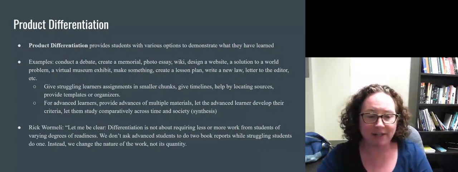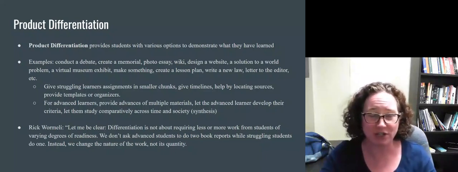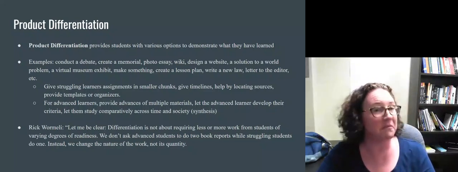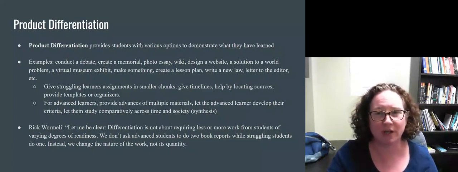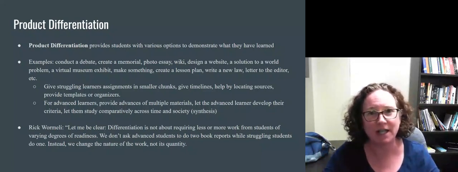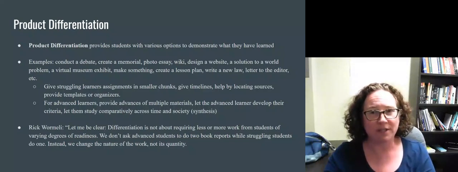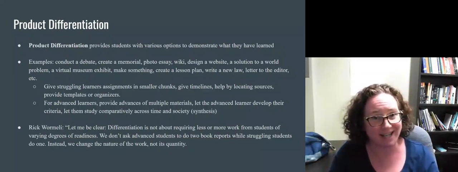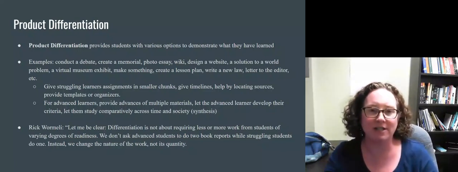For advanced learners, provide advances of multiple materials. Give them suggestions on something they can read or watch that's really going to build on that. Let the advanced learner develop their own criteria. Let's say you've covered something and you've moved on to something else, but you have some free time. Well, let them say where they want to go. If anybody is familiar with the unschooling model of homeschool, this is where kids kind of choose their own paths, and you can do that to some extent in your public school classroom. And let them study comparatively across time and society.